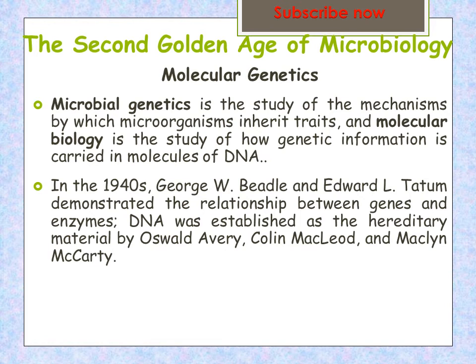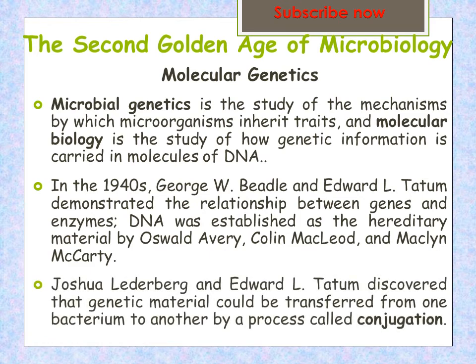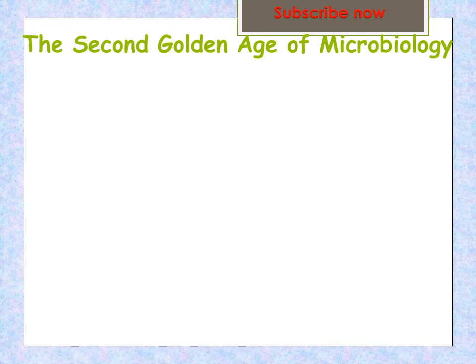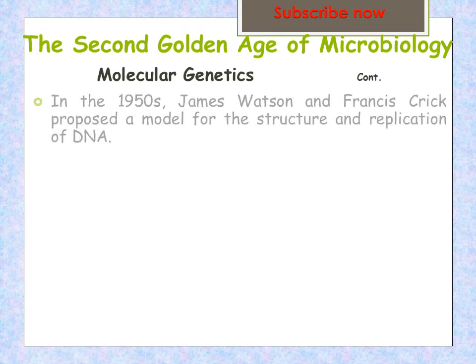Joshua Lederberg and Edward L. Tatum discovered that genetic material could be transferred from one bacterium to another by a process called conjugation. In the 1950s, James Watson and Francis Crick proposed a model for the structure and replication of DNA.